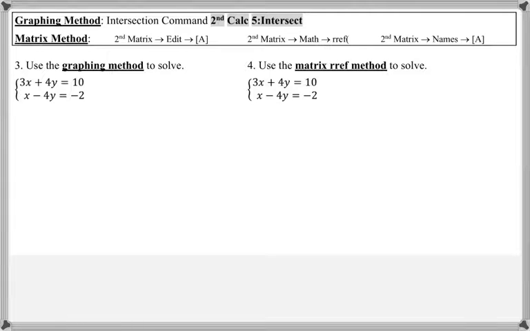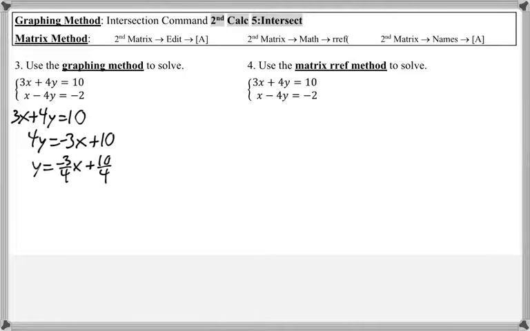So for the top one, I'm going to subtract 3x and then divide by 4. And you can reduce this if you want to. It's not really going to matter.